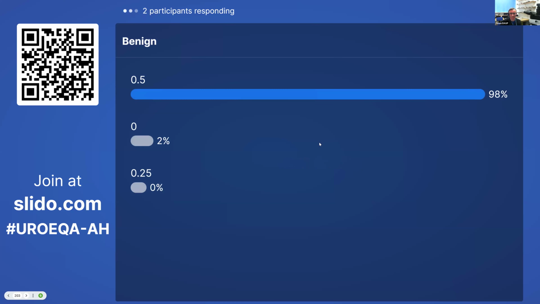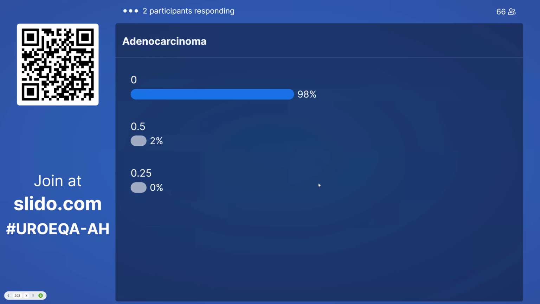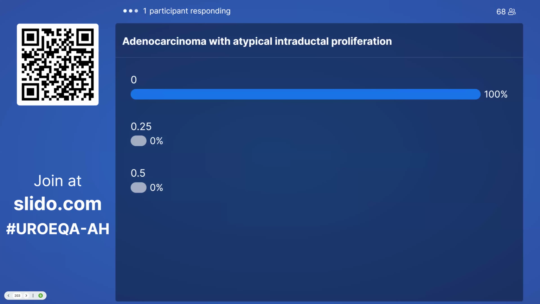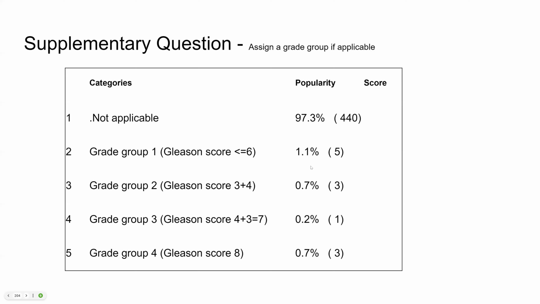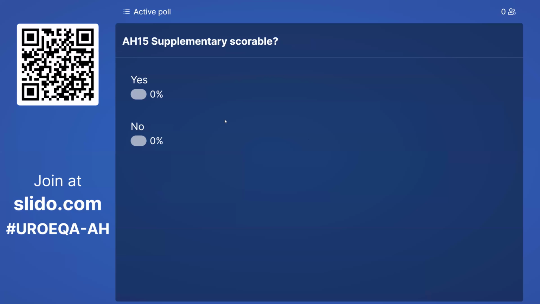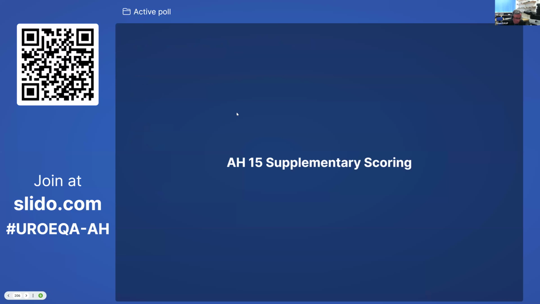Yeah, so the benign gets a mark. Adenocarcinoma 0. High grade PIN 0. Adenocarcinoma AIP 0. I think the last one was just another with AIP, 0. Okay, and we wouldn't obviously Gleason score it because it's not applicable. So we don't normally score those sort of supplementary questions. So we can just skip past the scoring. Yep. Okay.